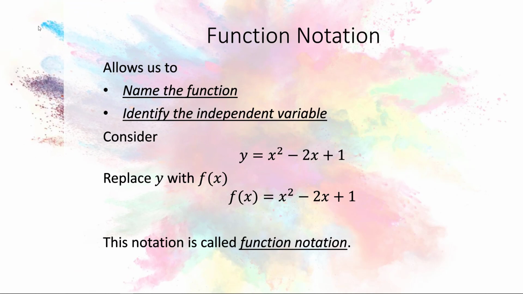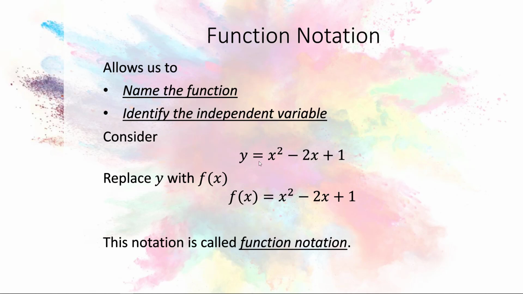Now let's talk about function notation. Function notation allows us to, one, assign a name to the function, usually something clever like, well, I don't know, f or g, and then identify which variable or collection of variables is an independent variable. Yes, you can actually have more than one variable that defines a function. We call those multivariate functions. So here, consider what we have here. We have the equation y is equal to x squared minus 2x plus 1. This does identify a function.